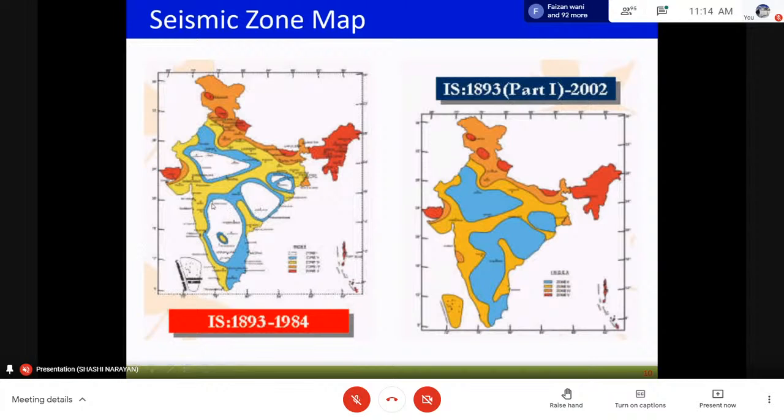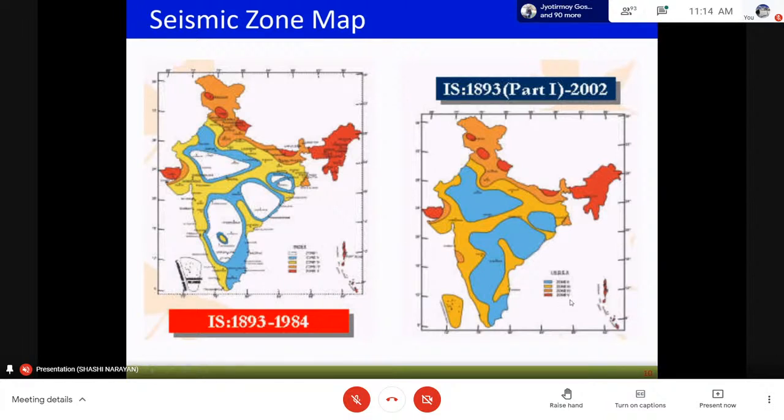And then once this map was developed, in 2000 we had the Bhuj earthquake, and the Bhuj earthquake led to so much research and development in India, because that was a very devastating earthquake. Based on that, in 2002 we removed Zone 1. Now we have only 4 zones: Zone 2, Zone 3, Zone 4, Zone 5. That is, there is no place where we cannot expect an earthquake.